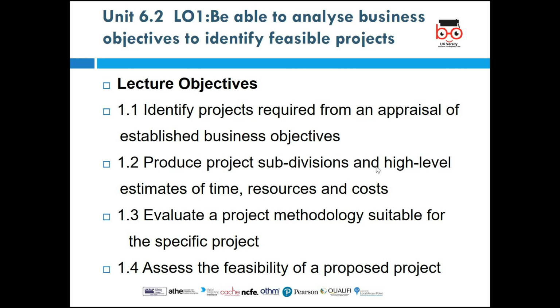And to do that, this lecture will identify 4 main assessment criteria. So Learning Outcome 1 has got 4 assessment criteria, and that has been carved as our objective for this lecture. So objective number 1, we will try and identify projects required from an appraisal of an established business objective. After that, we will try to produce a project subdivision and high-level estimates of time, resources, and cost.